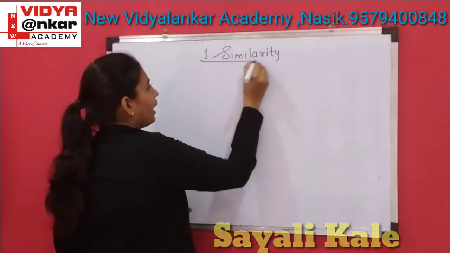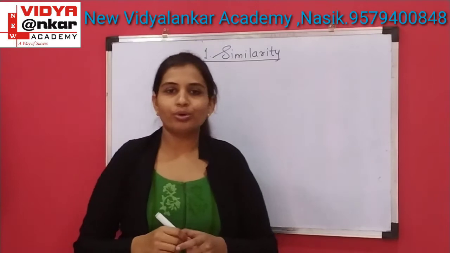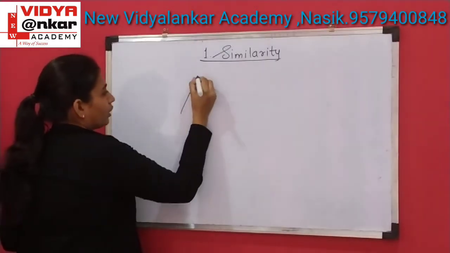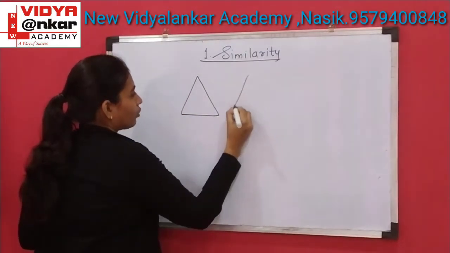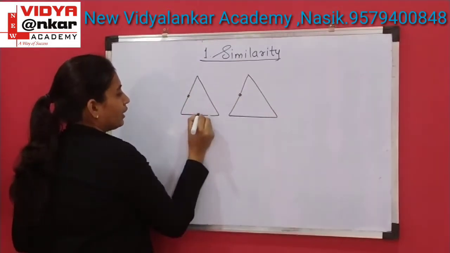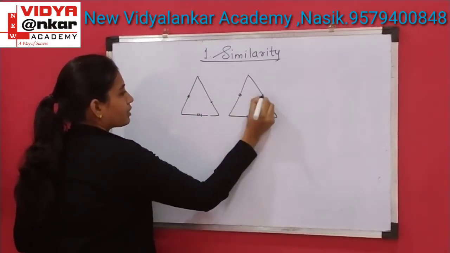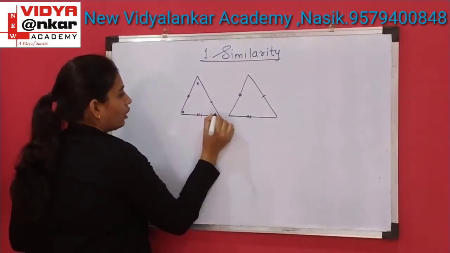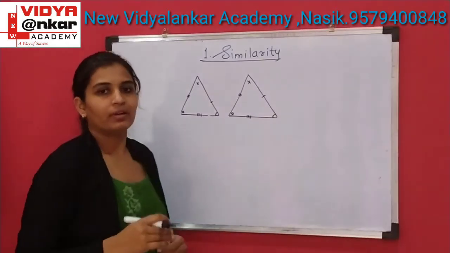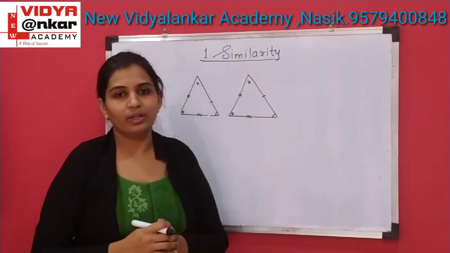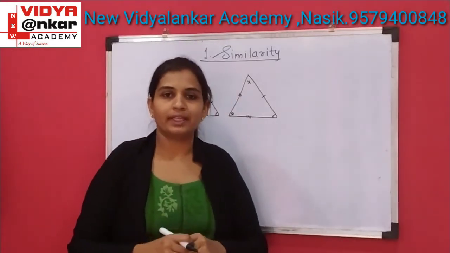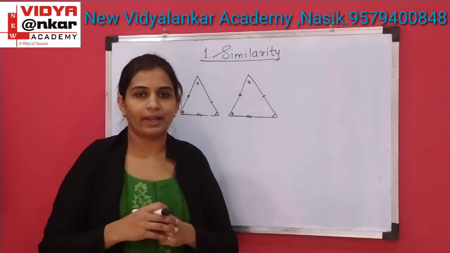Now, the word similarity. Do you know about congruency? Good. Congruency means what? If two triangles have all corresponding sides and all corresponding angles congruent, then they can be said to be congruent triangles. But in this lesson we have to study the similarity of triangles.